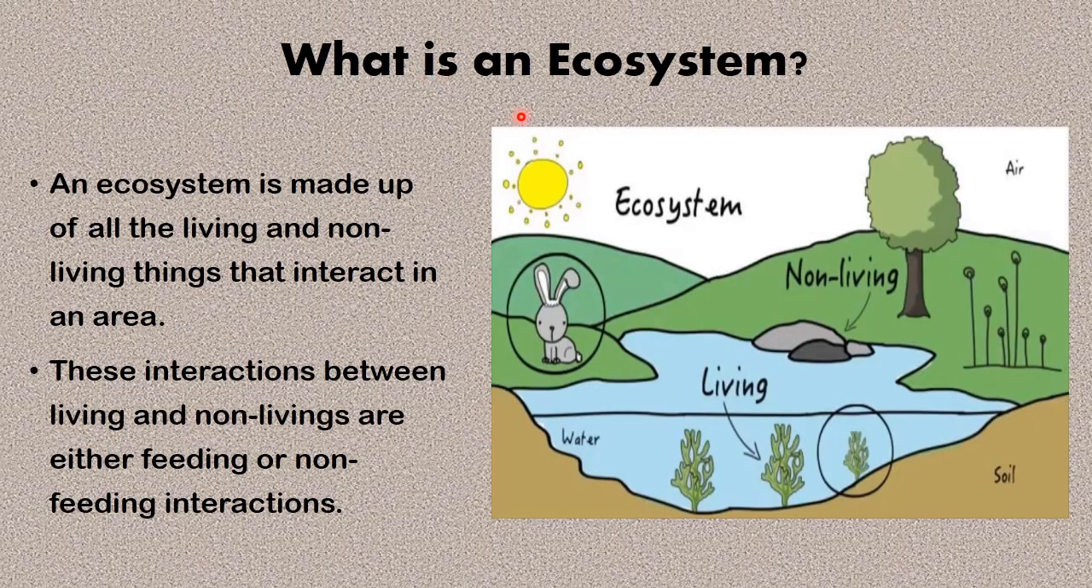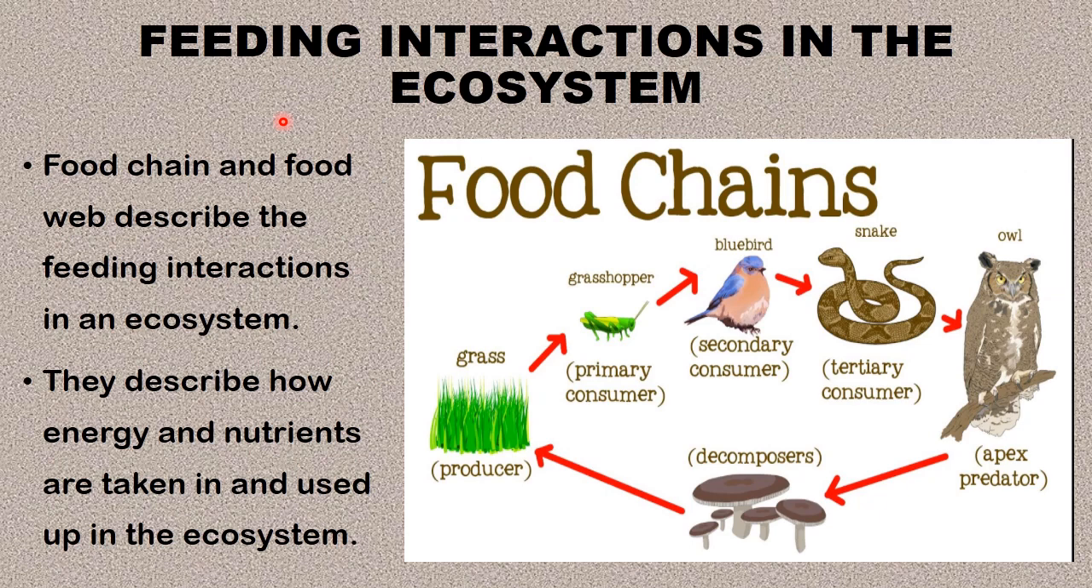Now, moving along, we'll be looking at the ecosystem. What is an ecosystem? An ecosystem is made up of all the living and non-living things that interact in an area. These interactions between living and non-living things are either feeding or non-feeding interactions. So we'll be looking at it in detail.